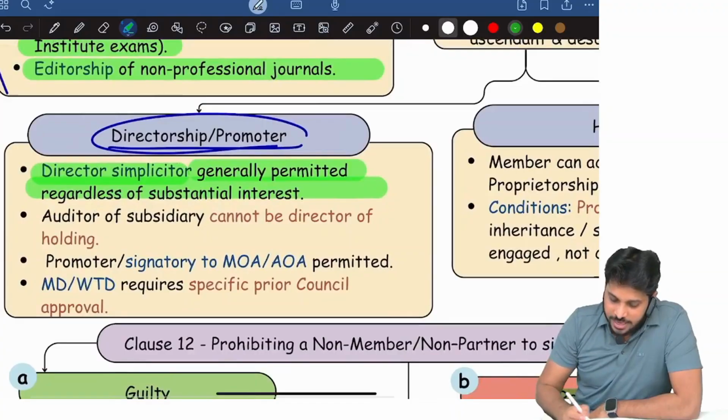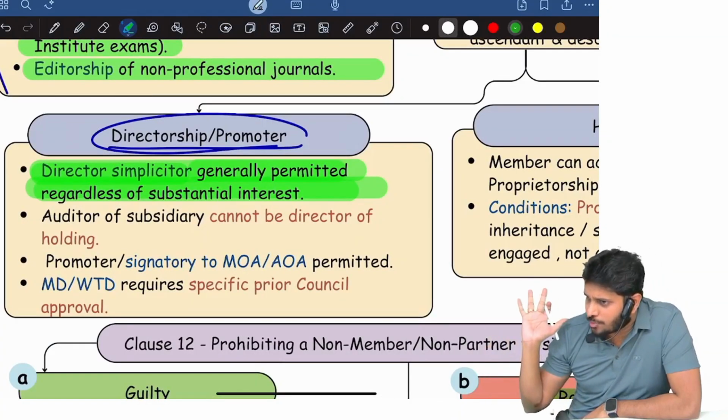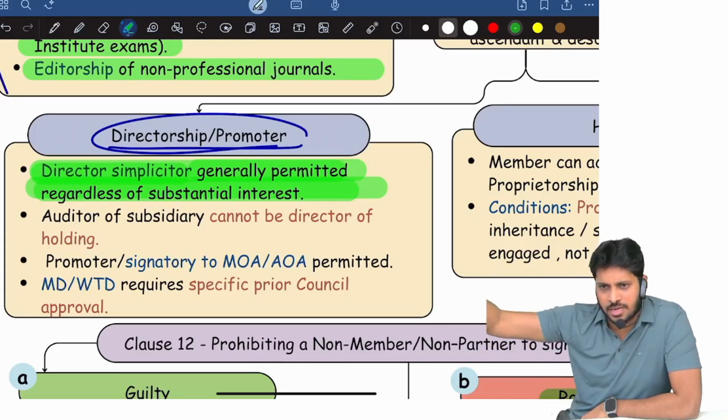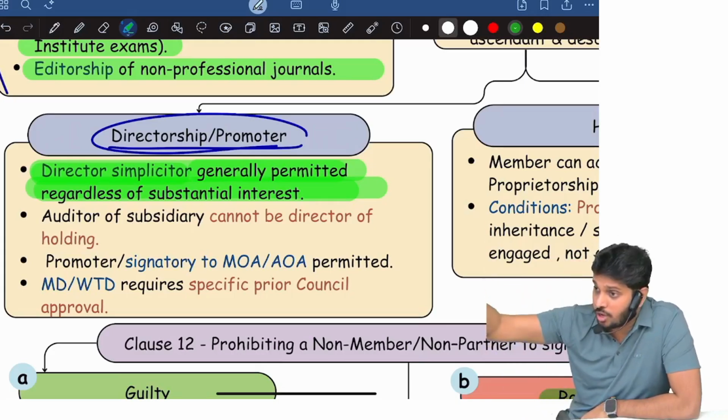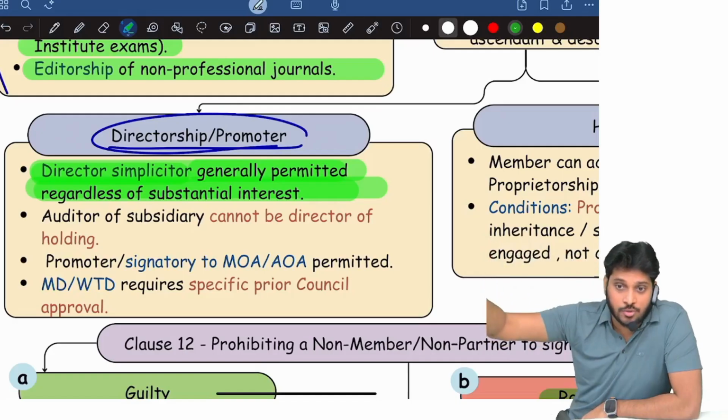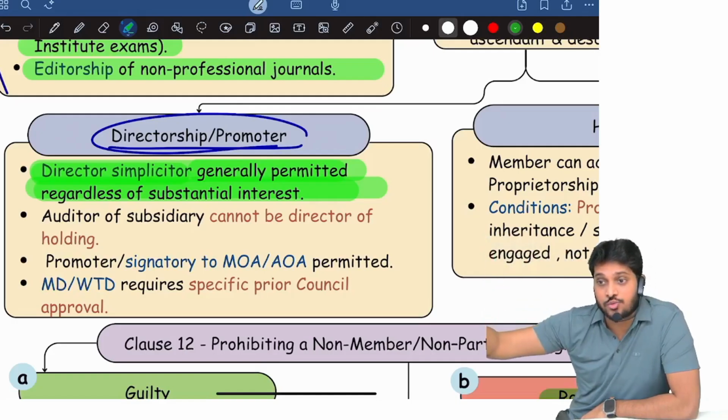Next. So can you be a director simpliciter regardless of interest, all that? Yes, you can be, no problem at all. You can have a huge amount of ownership in a company. You can be a controlling owner. Yes or no? You can be a controlling owner, but you must not actively associate in that company's affairs.